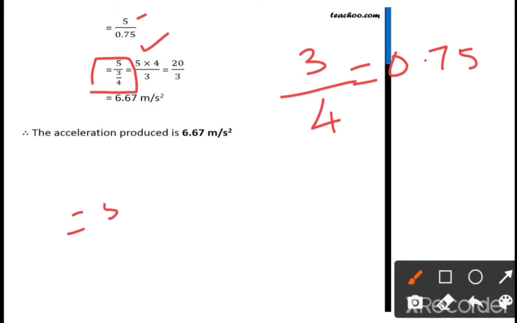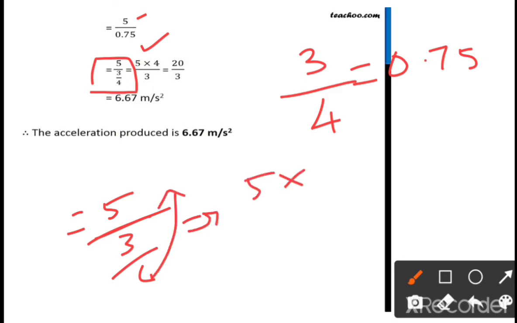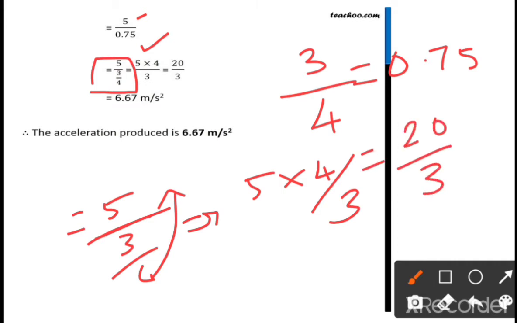So 5 into 3 by 4. Taking the reciprocal, it is 4 by 3. So 5 into 4 is 20 by 3. When we divide 20 by 3, 3 sixes are 18, remaining 2, and it keeps going 6.66. Instead of 6.66, we can write 6.67.